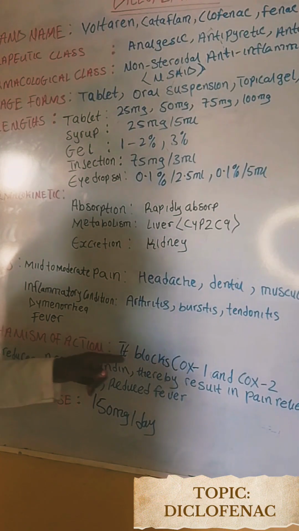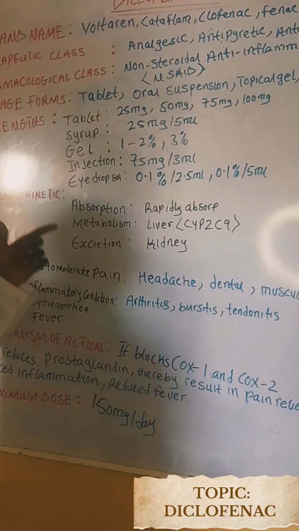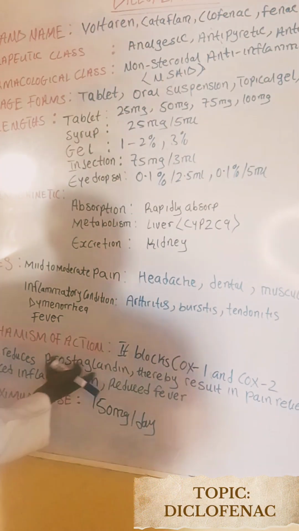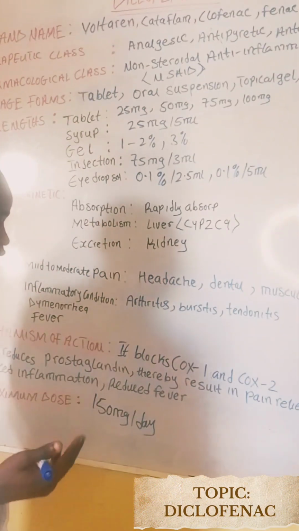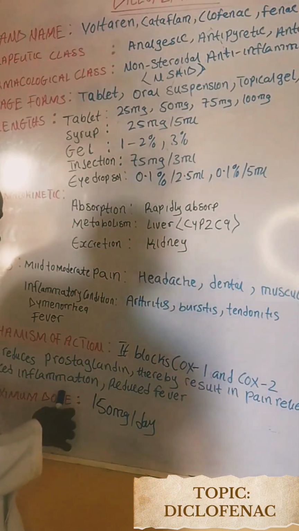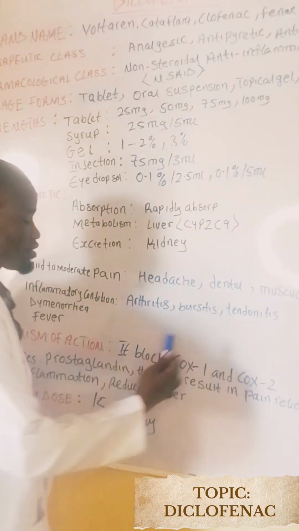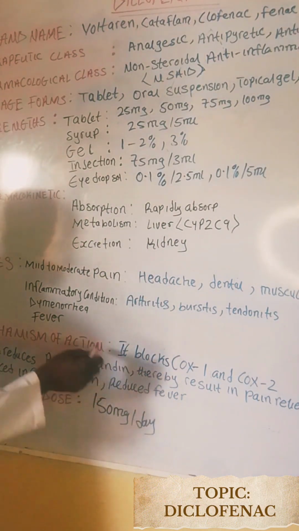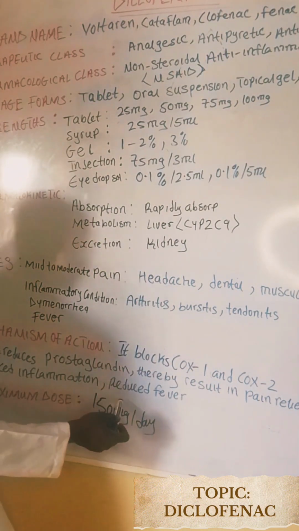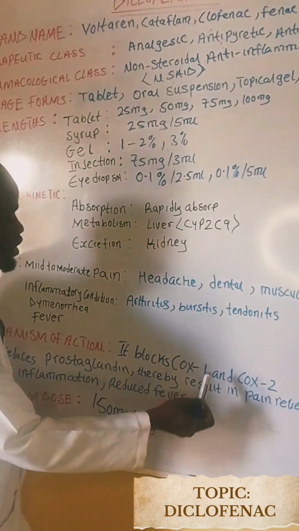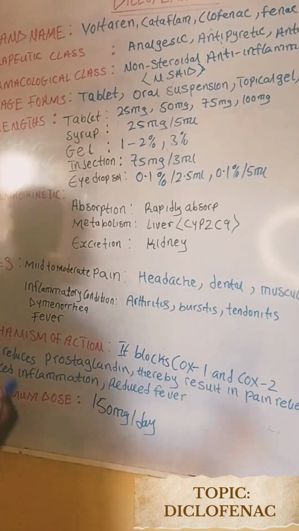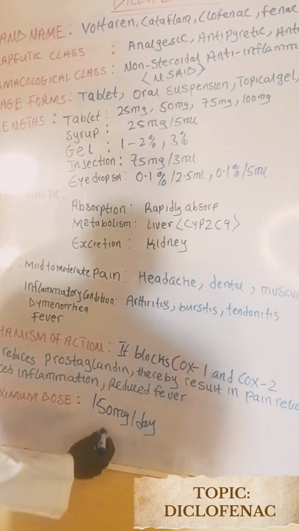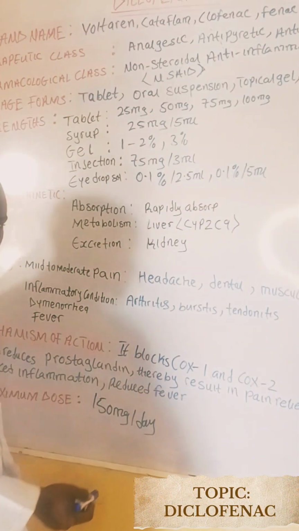Now, after they are responsible for the production of prostaglandin, diclofenac will block this enzyme that is causing the prostaglandin, which causes pain and inflammation in our body. Thereby, once they block this prostaglandin, it results in pain relief, and also reduces the inflammation caused by prostaglandin, and it also reduces fever. And what is the maximum dose of diclofenac? The maximum dose of diclofenac is 150 milligram per day.